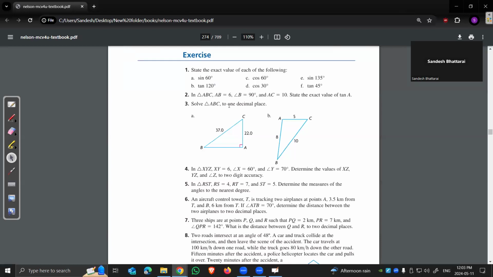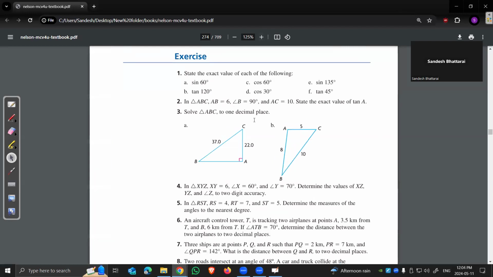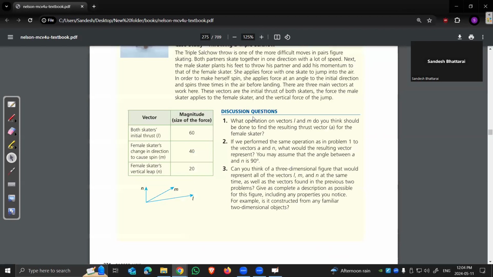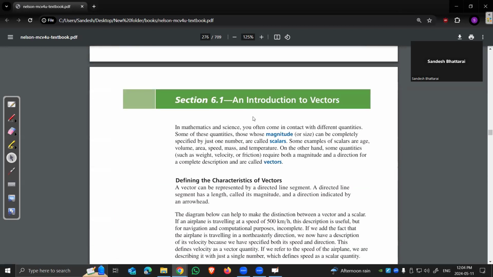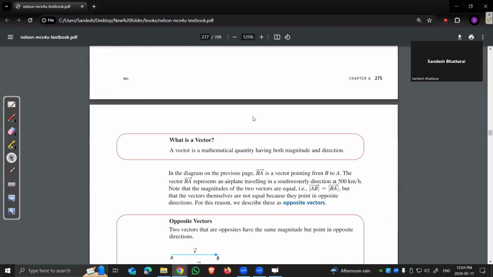Whereas a scalar is its opposite. A scalar only has a magnitude. So for example, speed, how fast you're going: you have a number, 30 kilometers per hour, 100 kilometers per hour. Speed is a scalar. Velocity is speed with direction. So 30 kilometers per hour north or something like that. That's a vector measure, basically. Speed and direction.